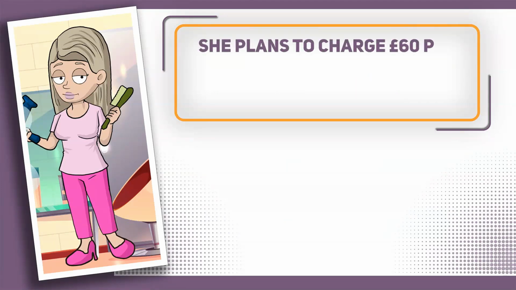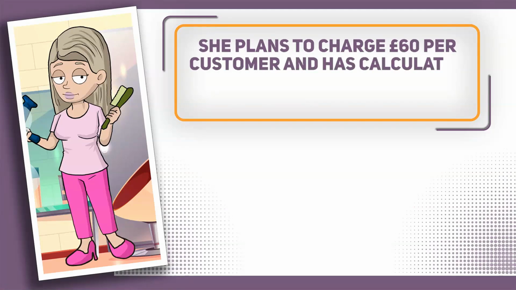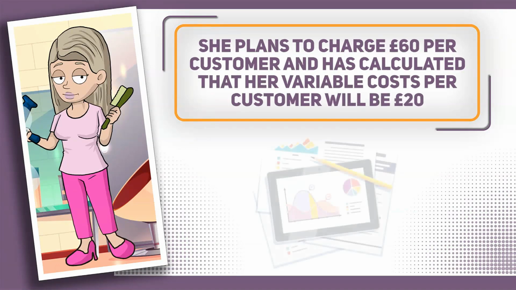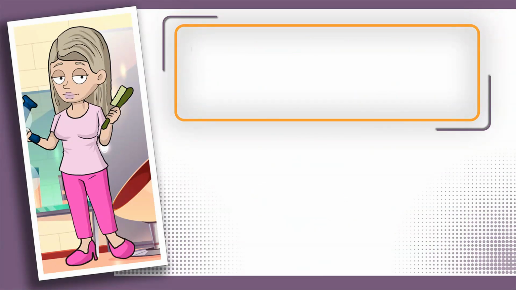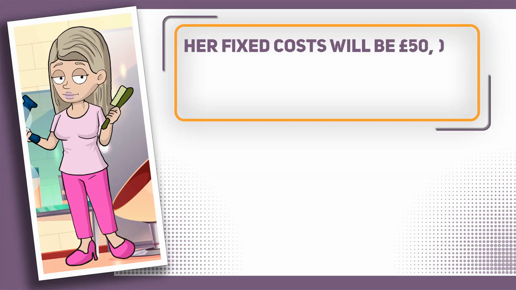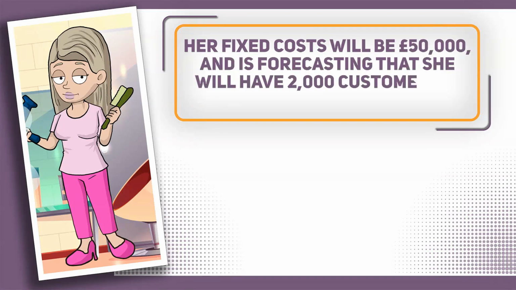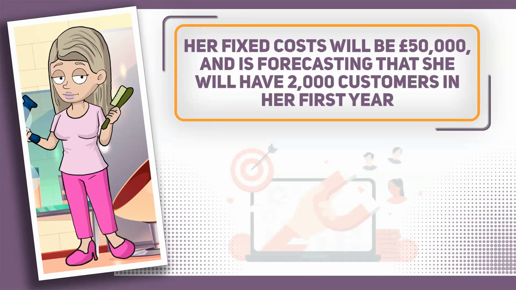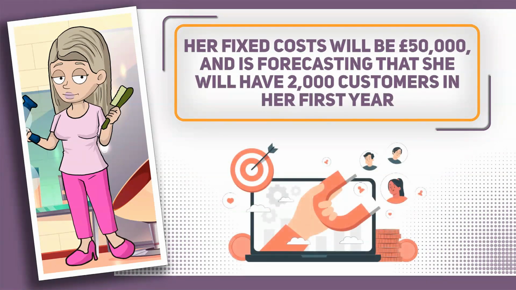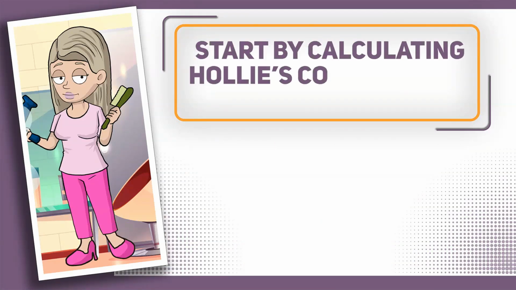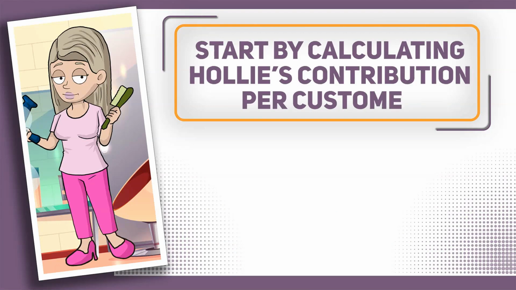She plans to charge £60 per customer and has calculated that her variable costs per customer will be £20. She predicts that her fixed costs will be £50,000 and is forecasting that she will have 2,000 customers in her first year of trading. Okay, so keeping these numbers in mind, let's start by calculating Holly's contribution per customer.